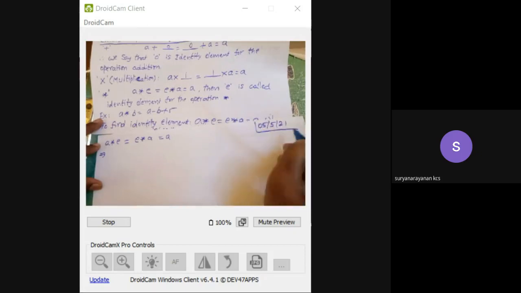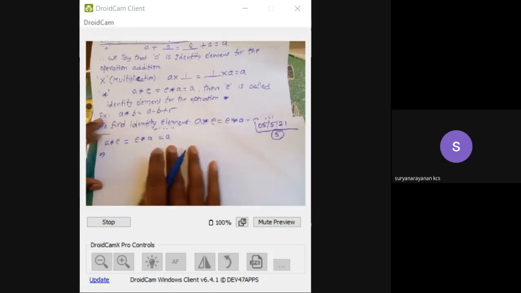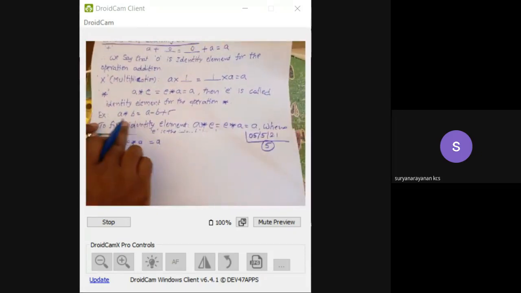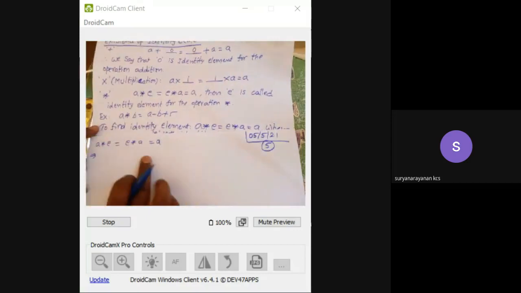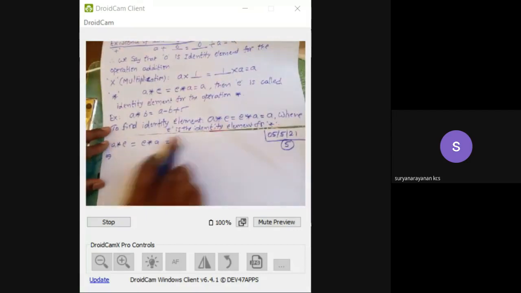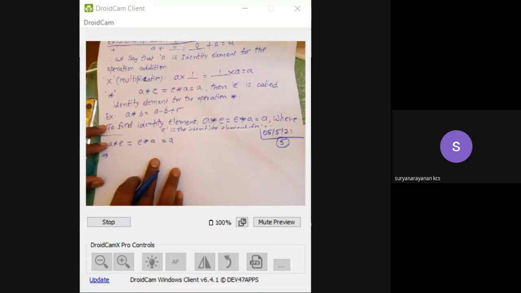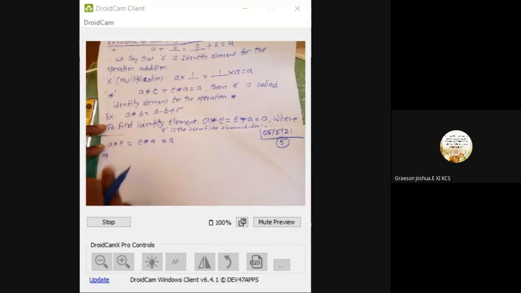How do you define A star E? With the help of this definition, how do you define A star E? Can you tell me? Sir, A minus E plus 5. Okay.